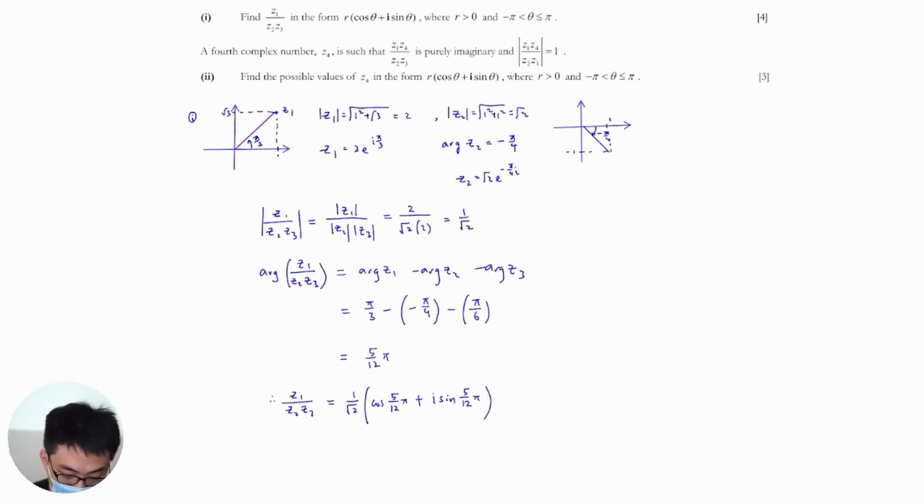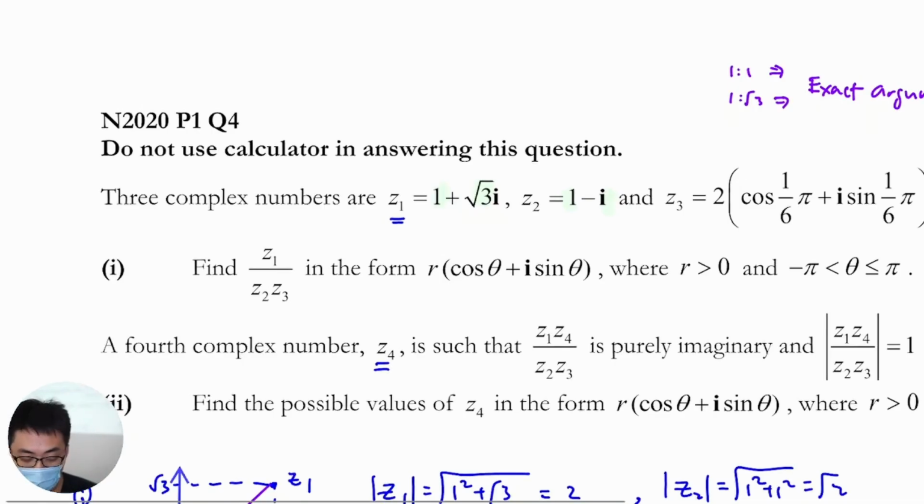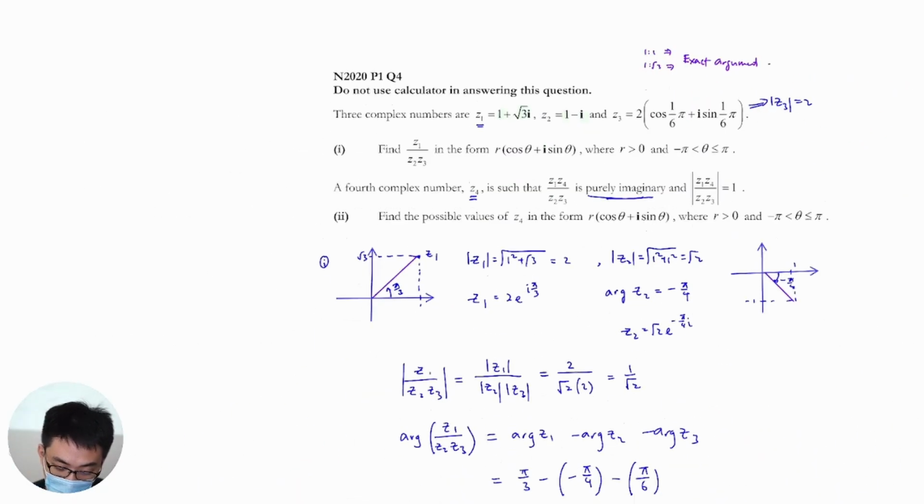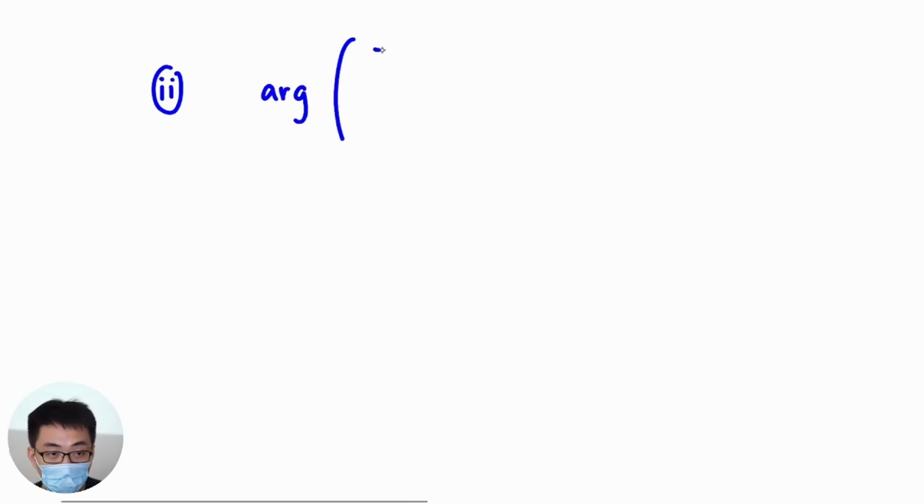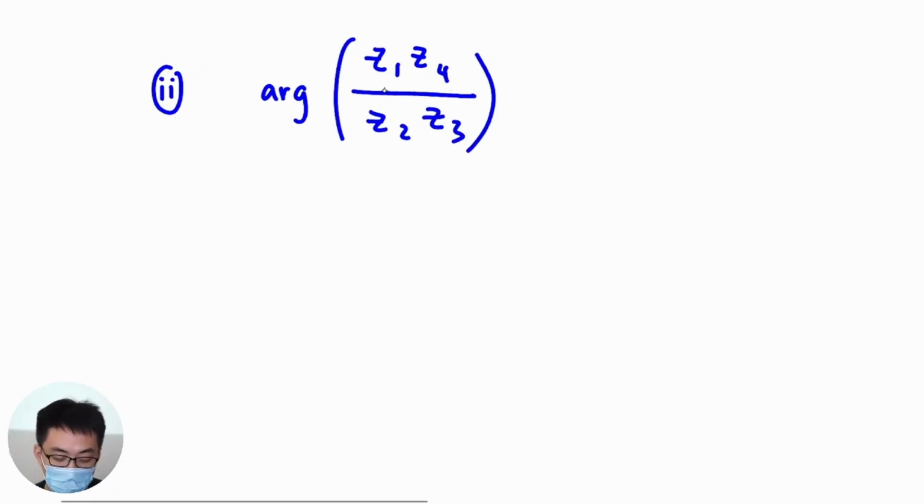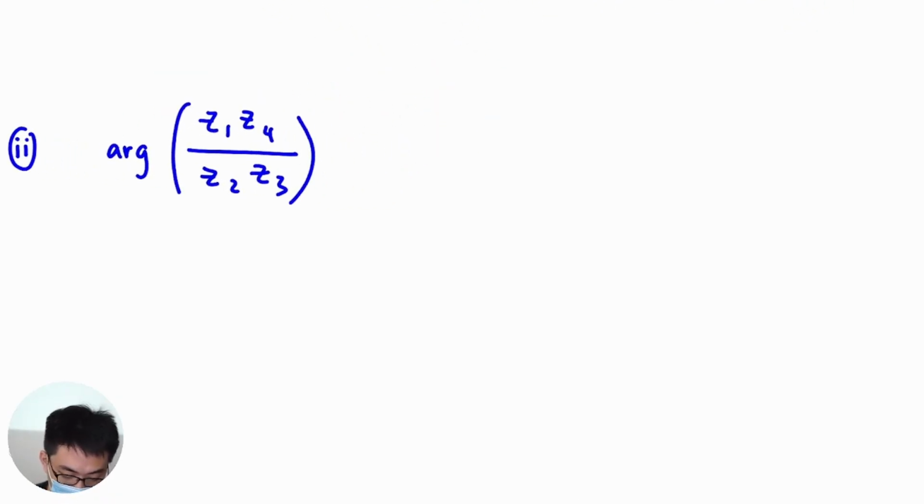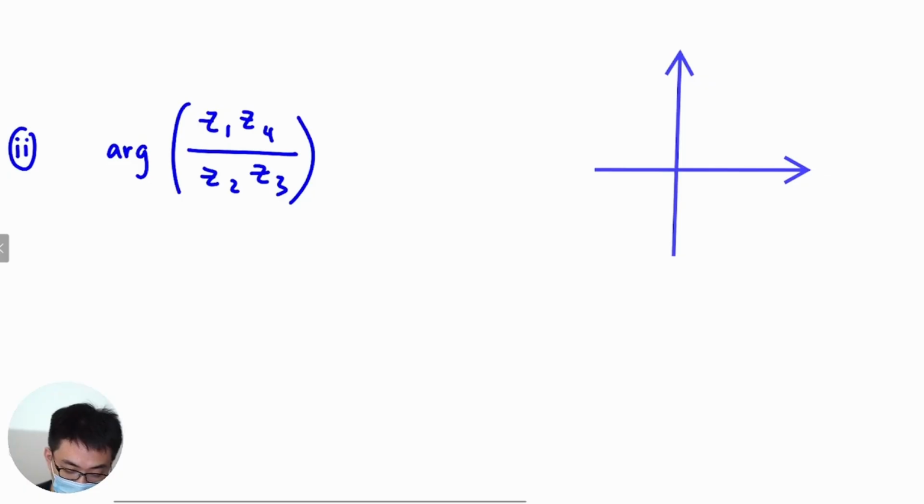So next one, you have a fourth complex number such that Z1, Z4, and Z2, Z3 is purely imaginary. So you know that this argument here, okay, look at that. If you want it to be purely imaginary, the nature of it is purely imaginary. So the argument of this compound complex number, right, add everything up. Purely imaginary, need it to be this axis. Okay, this is purely imaginary.